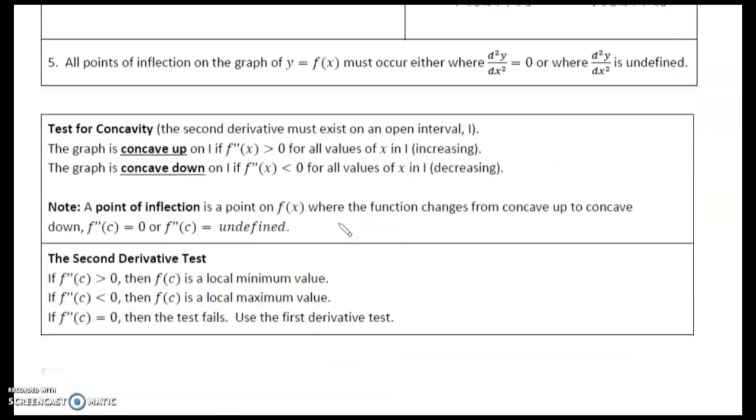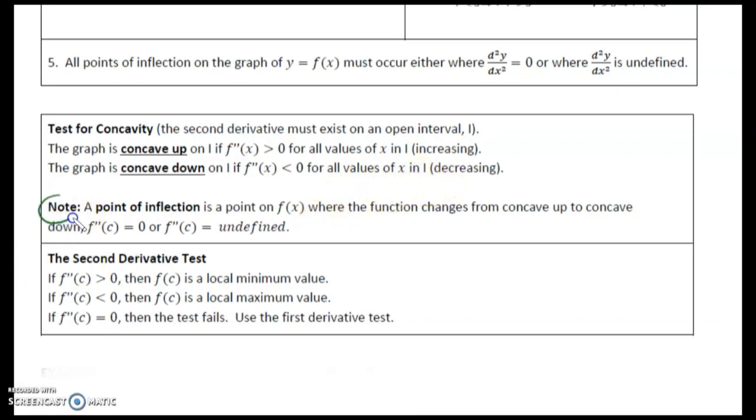So here's our test for concavity, summed up. The second derivative must exist on an open interval I. The graph is concave up on that interval if the second derivative is greater than 0 for all values of x in that interval, that means it's increasing. The graph is concave down on that interval if the second derivative is less than 0 for all values of x in that interval, decreasing.